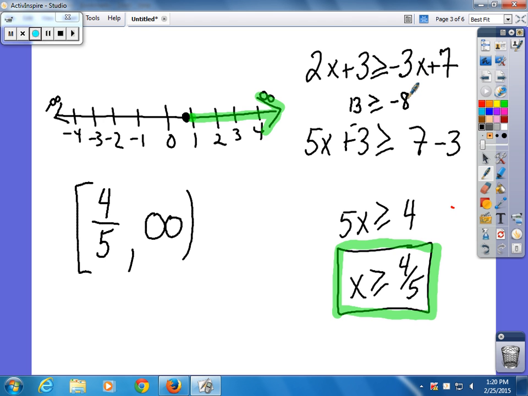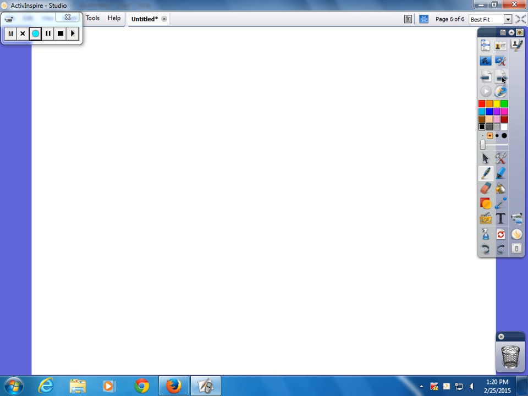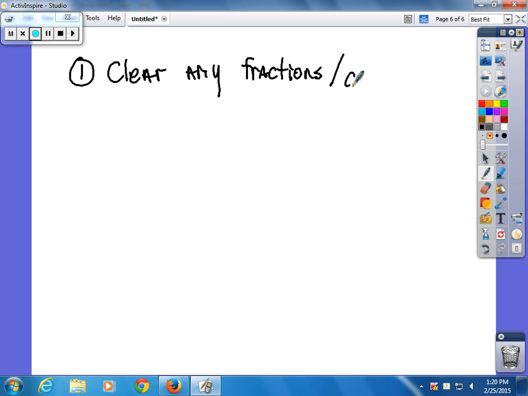So, what do you need to do as a student to get these correct in 6.5? One, clear any fractions and decimals. And we didn't cover decimals. I need to cover those.